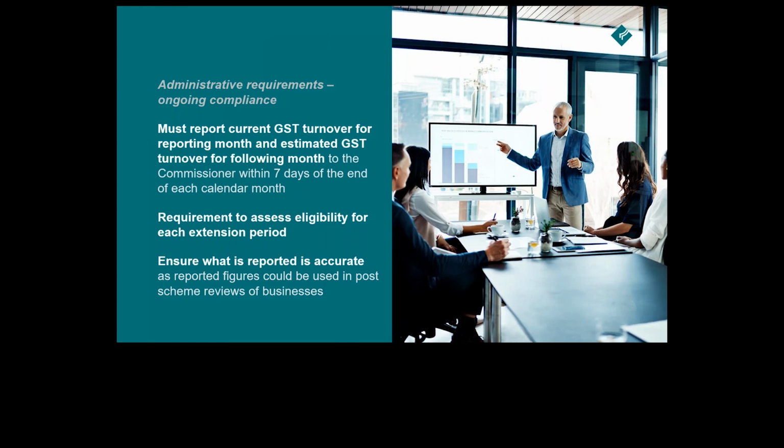As with JobKeeper 1.0, there will be an ongoing administrative requirement in terms of reporting to the tax office. So you will be required to continue, or if you're coming in for the first time, to start reporting your current GST turnover for the reporting month that's just finished, as well as your estimated or projected GST turnover for the following month. And that report must be provided to the tax office within, we believe, 7 days. It might possibly be 14 days of the end of each calendar month.